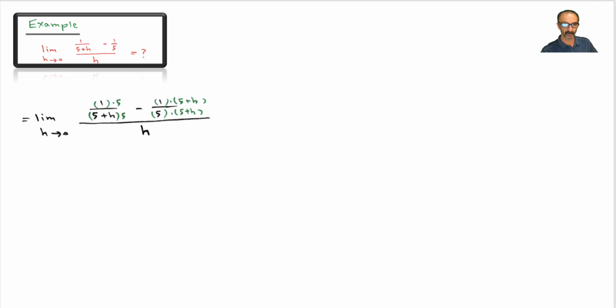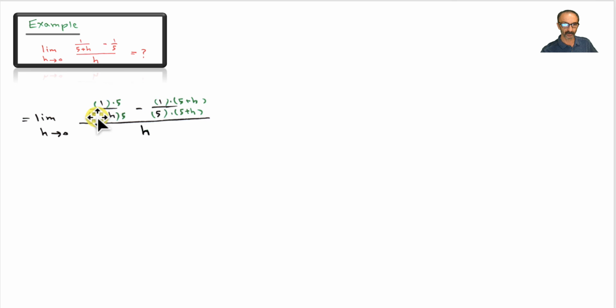Okay, now here's what I'm gonna do. On top I have two fractions. The common denominator between 5 plus h and 5 is the product of 5 and 5 plus h. Here it's missing the 5, we multiply by 5 up and down. Here it's missing the 5 plus h, so I'm gonna multiply the numerator and the denominator by 5 plus h. You could see it here, I'm bringing different colors. Instead of me writing it, I'm just pointing to it and save you some time.